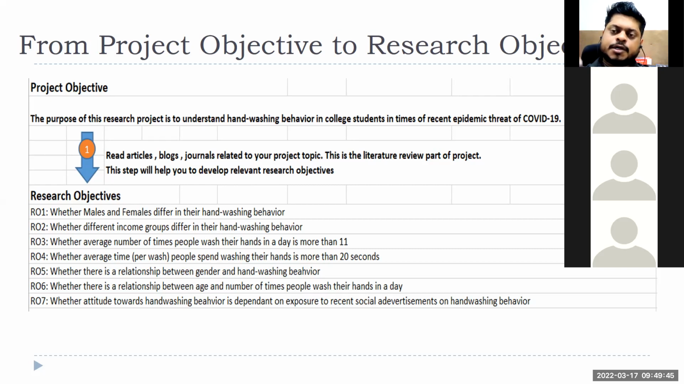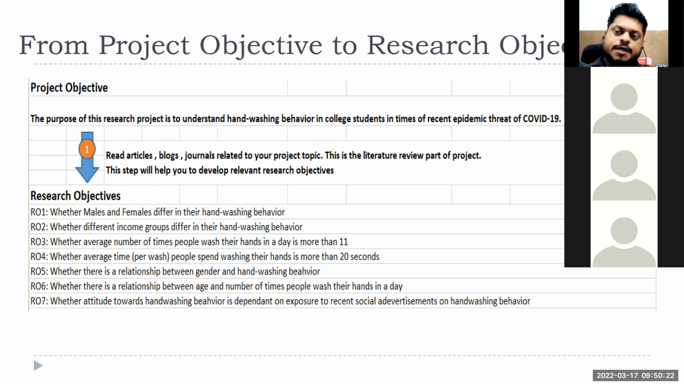And how did I know that? Because when I put this topic on the internet, these were the blogs and articles I read, and I understood that these are some areas people will be interested to know, whether there is a difference or whether there is a relationship, right? So most of the time your research objectives will be framed in that way, to find a certain relationship or to compare, to find a difference, right? If you see, all these research objectives are framed in that way: whether there is a difference in hand washing behavior gender-wise, income group-wise, or whether there is a relationship, right?